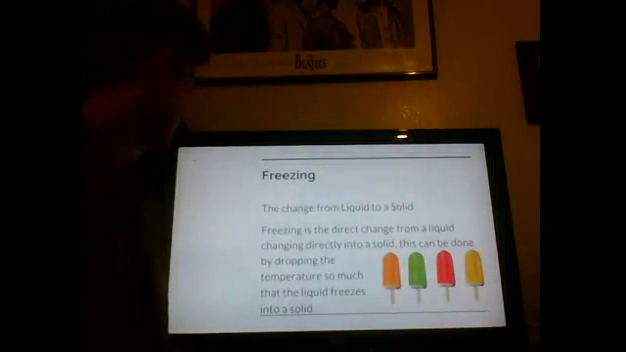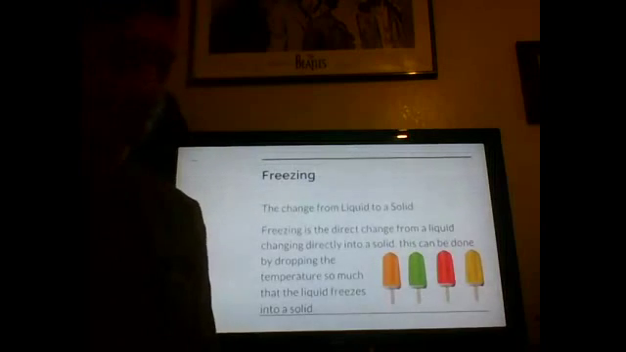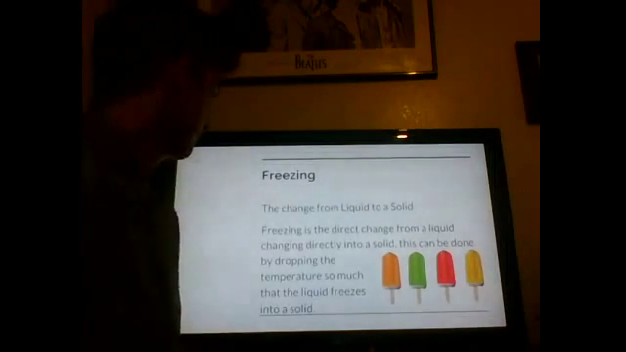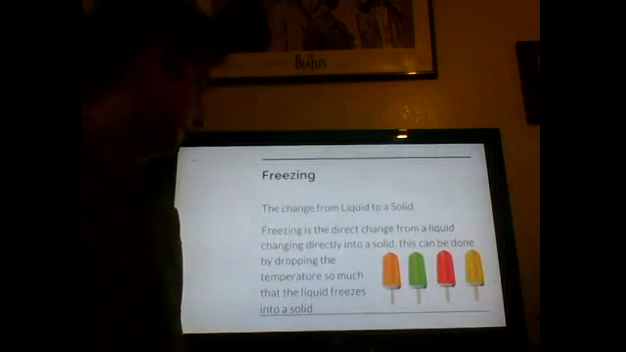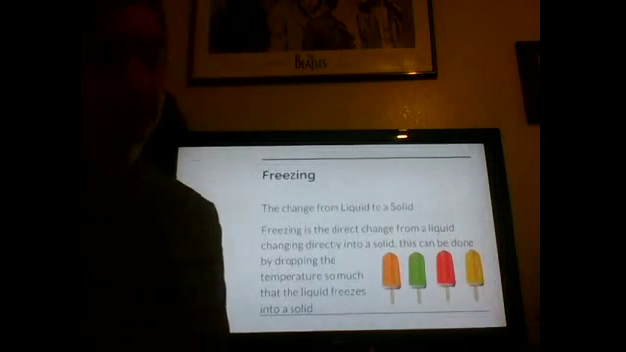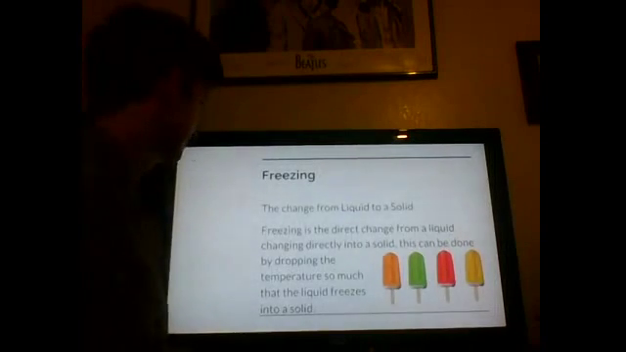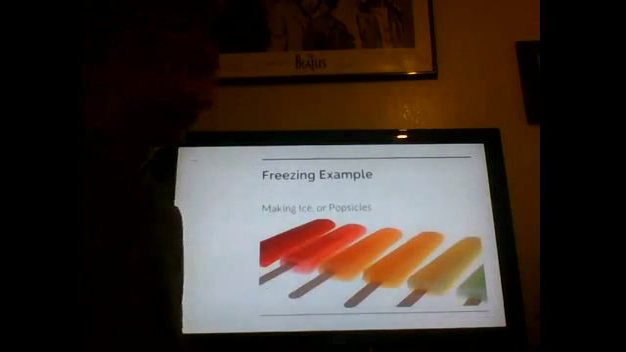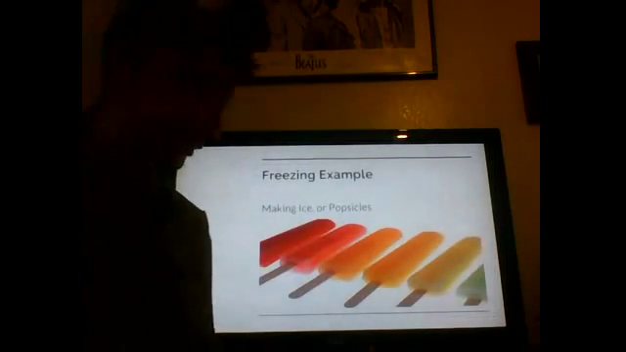Freezing, the change from a liquid to a solid. Freezing is a change from a liquid directly into a solid. This can be done by dropping the temperature so much that the liquid freezes into a solid. An example of this would be making ice or popsicles or anything around that nature.